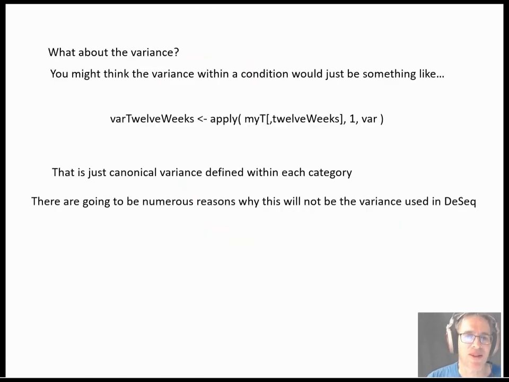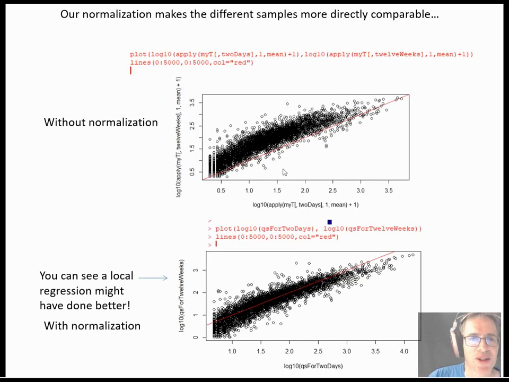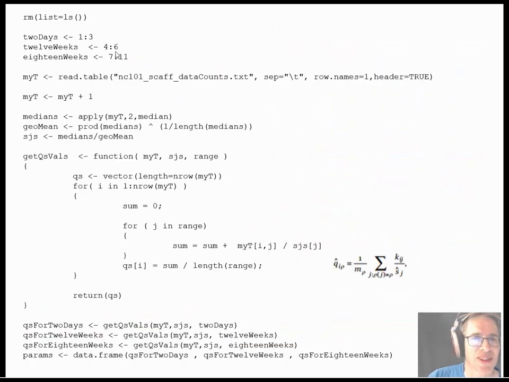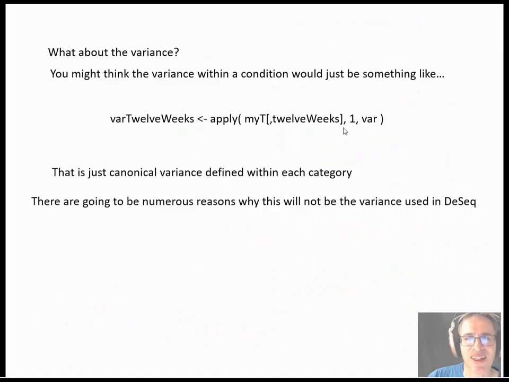You could say, well, what about the variance, right? And you might think that the variance within a condition would be simple: if I wanted the variance of all the genes at 12 weeks, that this worked for the mean, I could just take my spreadsheet, look at the columns that were defined as my 12-week columns, and just use canonical variance the way that I did canonical mean.